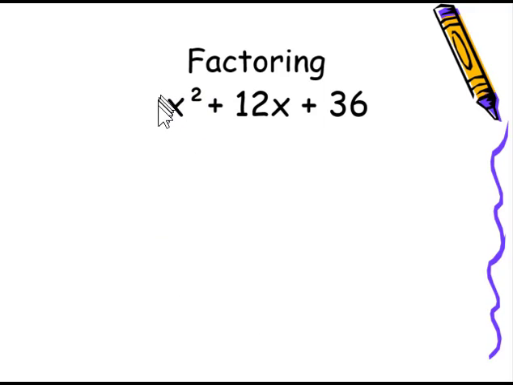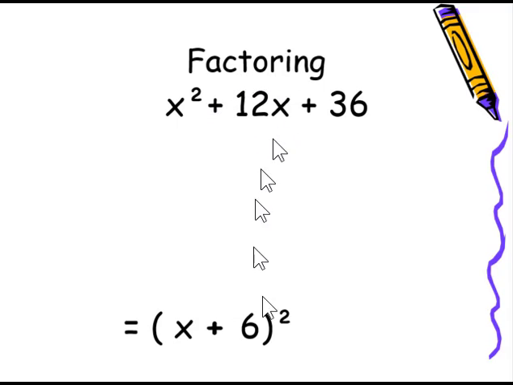Notice that the x squared, this is a perfect square. The plus 36 is also a perfect square. Therefore, we can write it is equal to x plus 6 squared. Now, don't forget, you have to look at this middle term, and I'll explain that on the next slide.